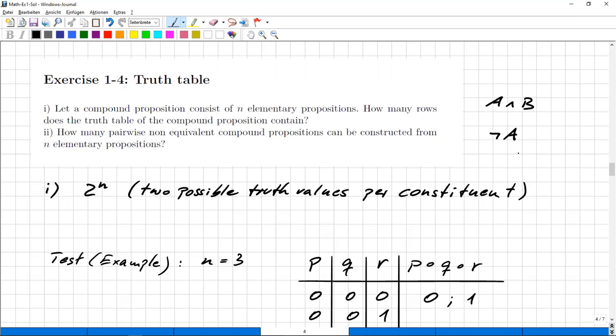again. Anyway, if we have 2, then it's 4 rows. If we have 3, it's 8 rows. So it doubles every time. This is actually really exponential growth for the number of rows. That makes truth tables quite hard to handle if you have more than 4 constituents, then it gets a little cumbersome. But anyway, sometimes it's the best possibility.